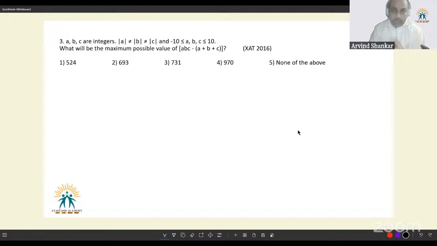A, B, C are integers. Mod A is not equal to mod B is not equal to mod C. And A, B, C lie in the range minus 10 to 10. What will be the maximum possible value of A, B, C minus bracket में A plus B plus C? Please start.